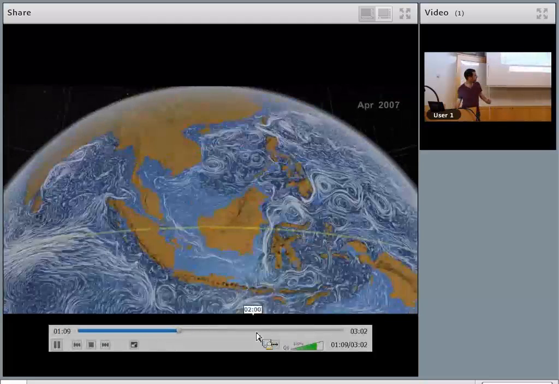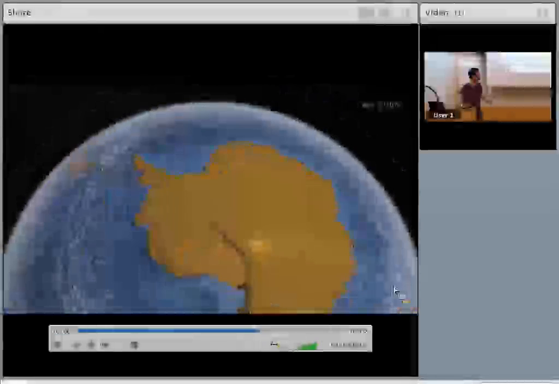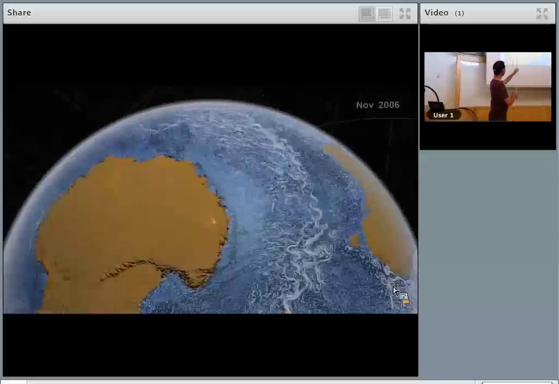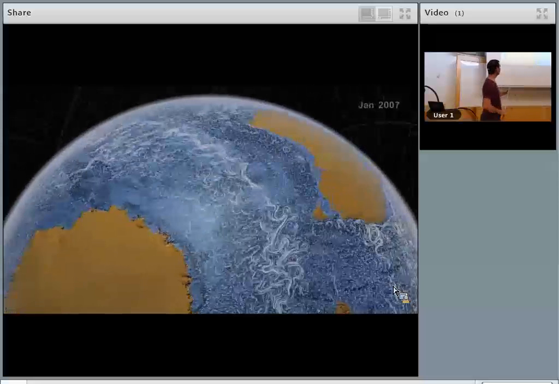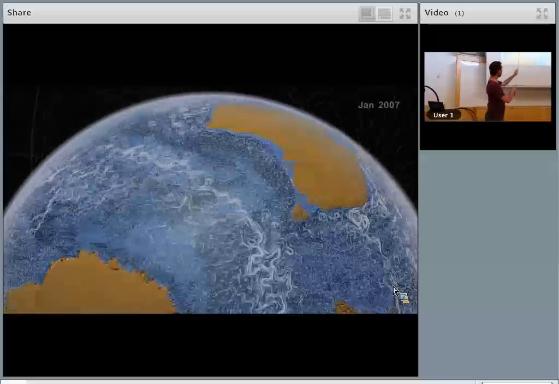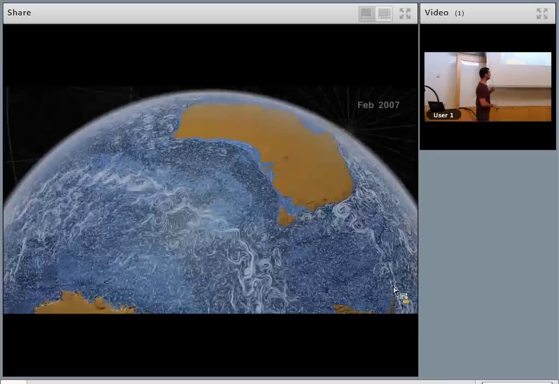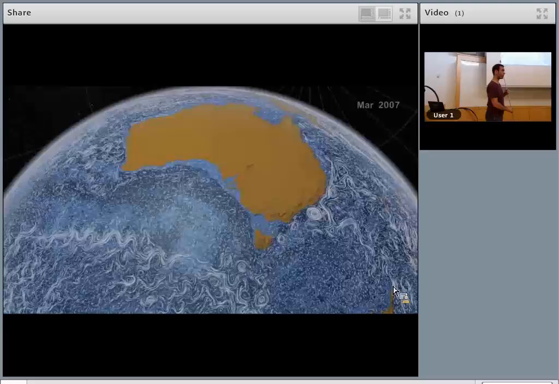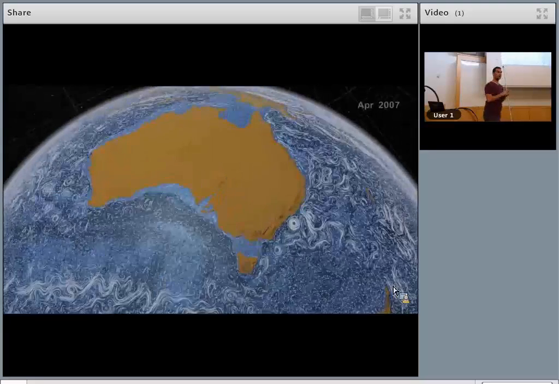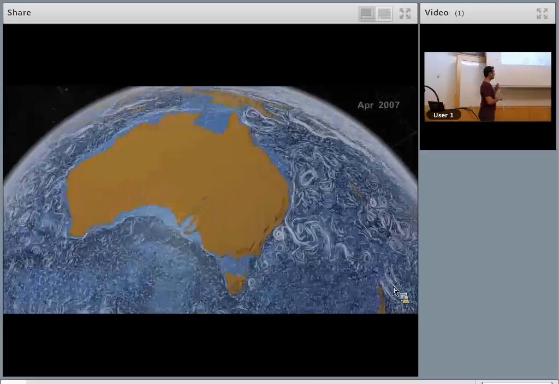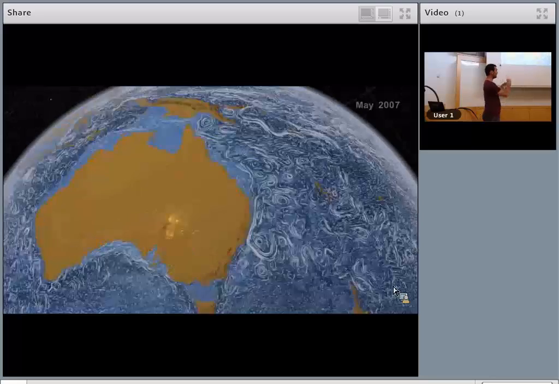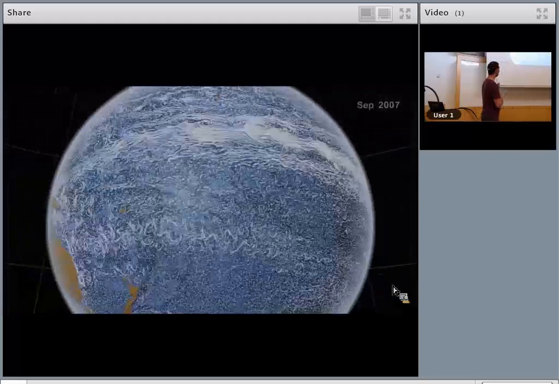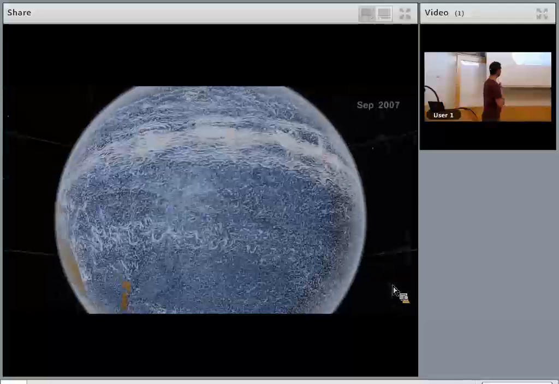And I will jump toward the end, because during the rest of this presentation I will focus a lot on the Southern Ocean again. Here you can see this very large-scale ocean current called the Antarctic Circumpolar Current. It's 20,000 kilometers long. It acts to isolate the Antarctic continent from the rest of the Earth in a climate sense.